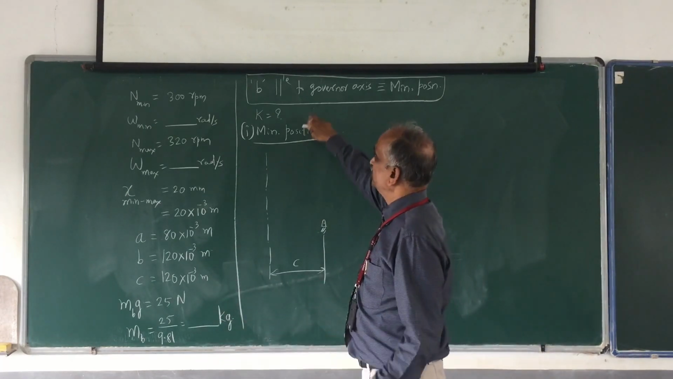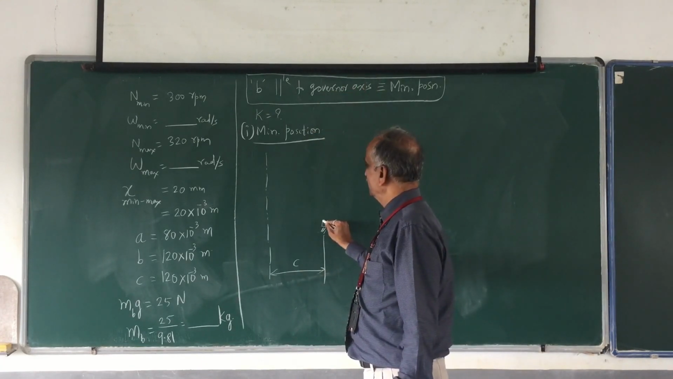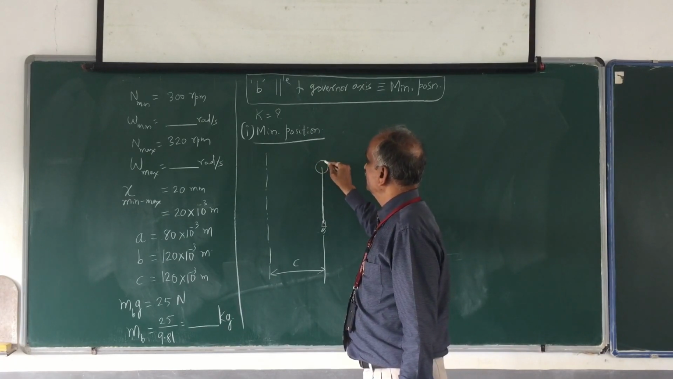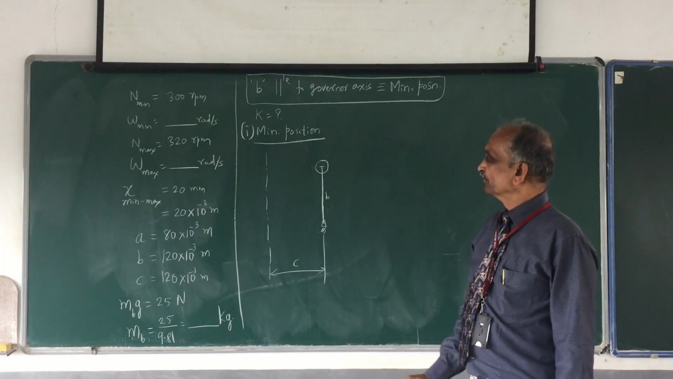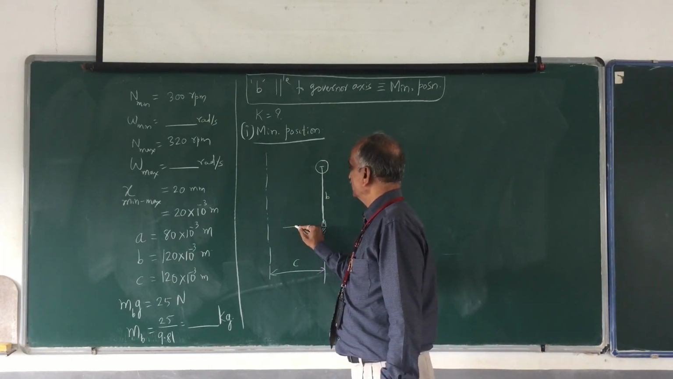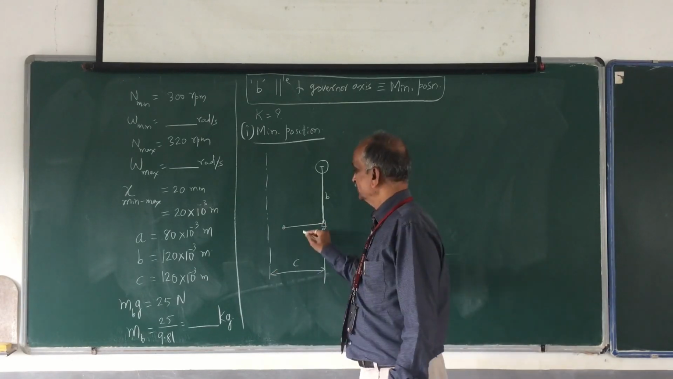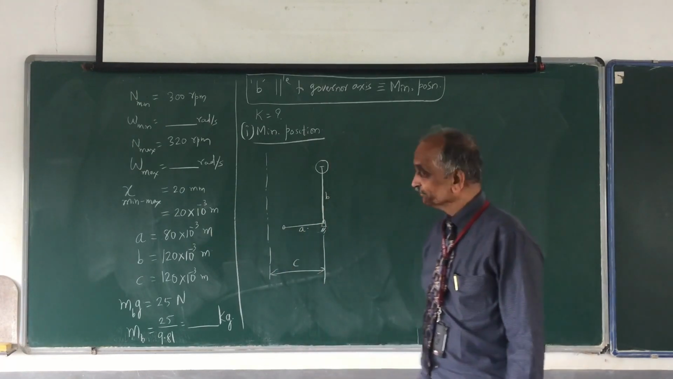And the minimum position, the ball arms are parallel to the governor axis. Therefore, this is the minimum position. And this dimension is what is B. And once this is drawn, then automatically you can draw the horizontal, that is sleeve arm. This is what is A. So I know A, I know B, I know C.